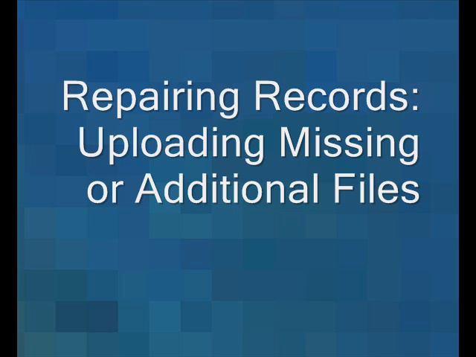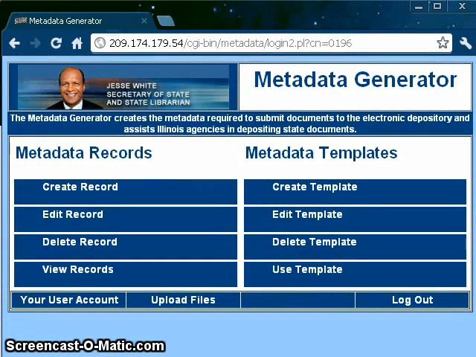This workshop deals with what to do when the file upload didn't go right. Sometimes it's a machine problem. You'll get an error message. Sometimes it's easy just to forget to upload the file. Or sometimes another file comes along that needs to be attached to the same metadata.